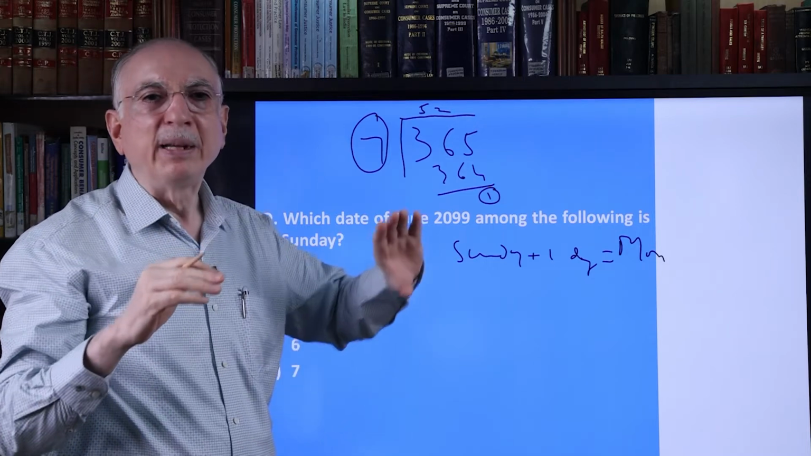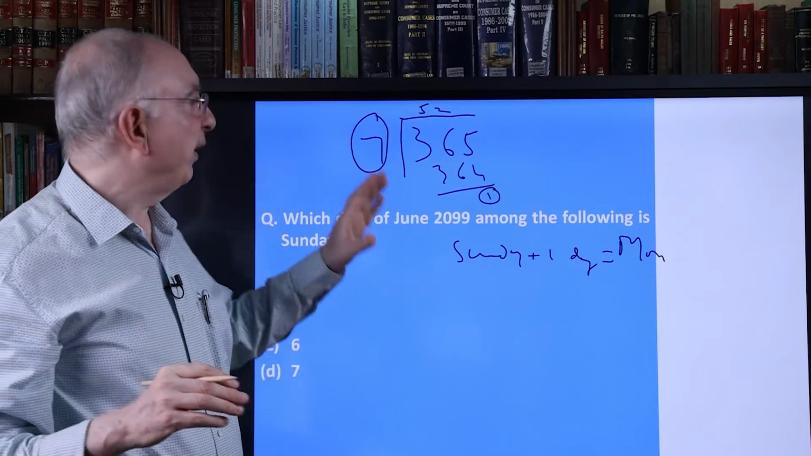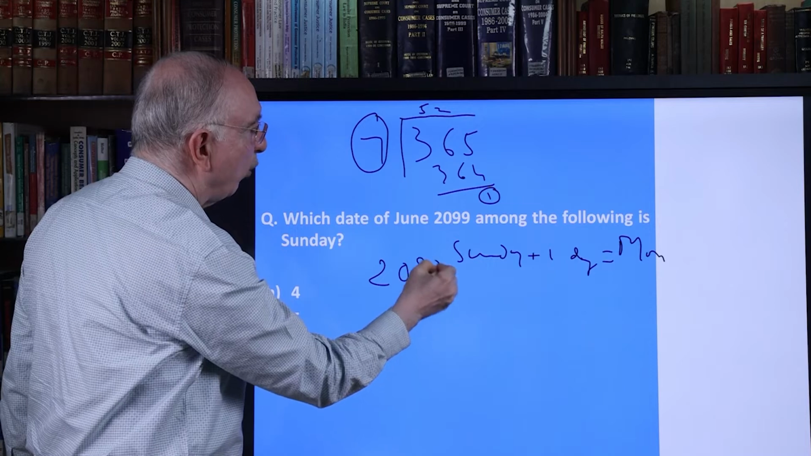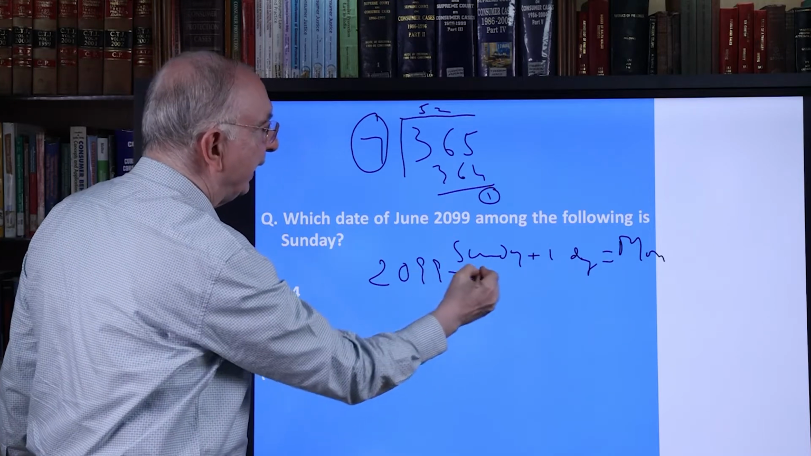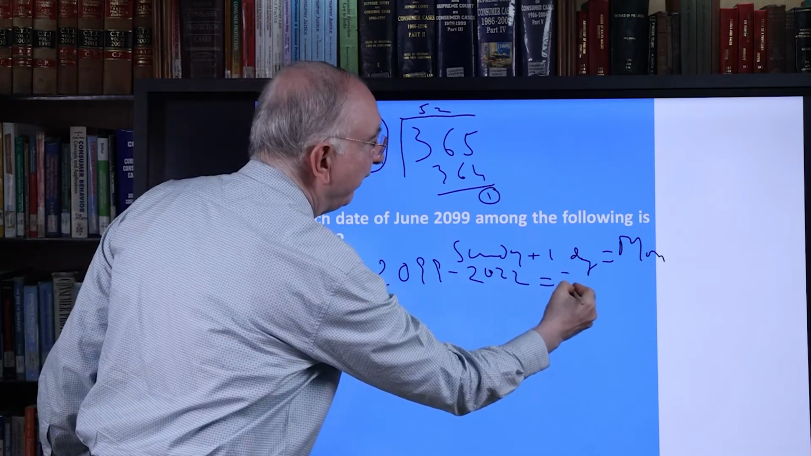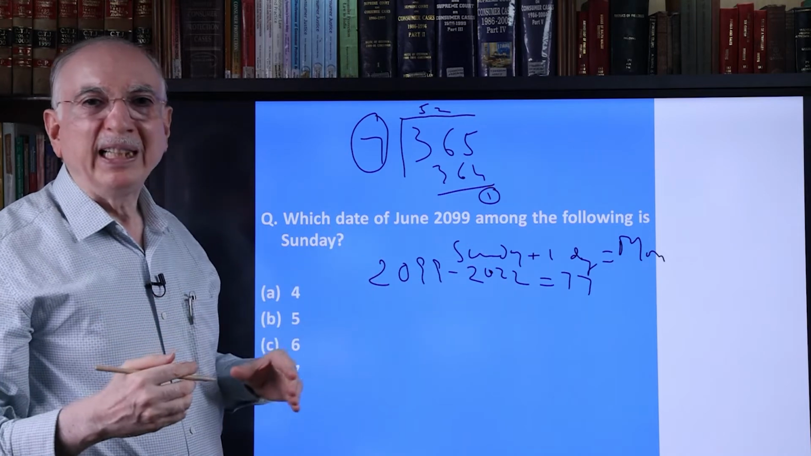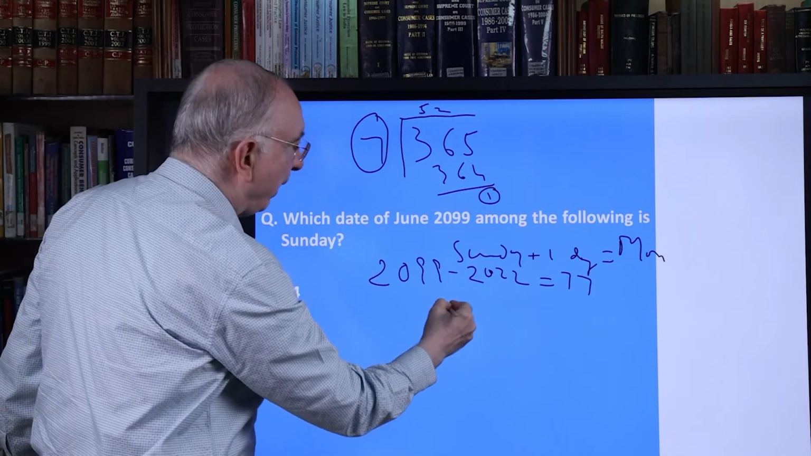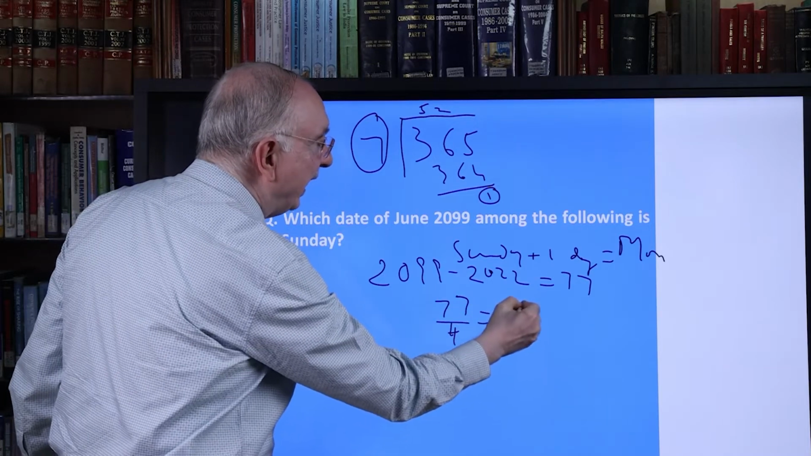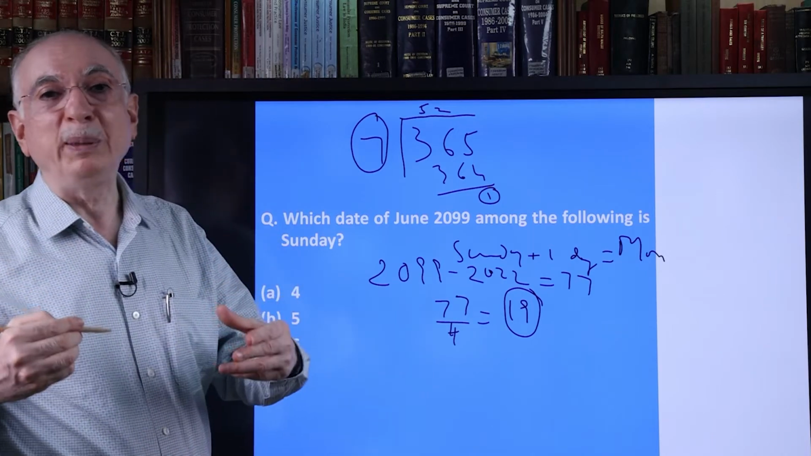Now that is the concept, and if we appreciate and if we understand this kind of underlying reasoning, we can easily solve this question. Now we have to find out how many years between 2099 and 2022. So they are 77. These are the normal years. In between, there will be 77 by 4, 19 years which are leap years. And in leap year, 1 day more will be there.